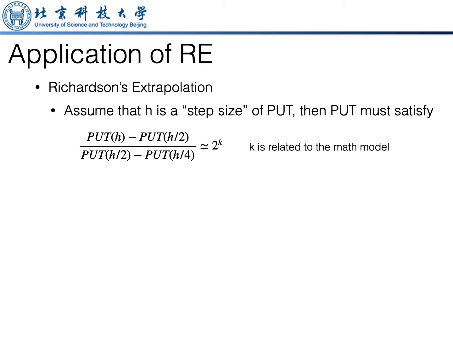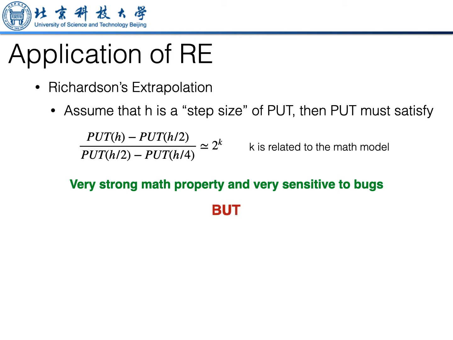Richardson's extrapolation was proposed by the scientific computing community and was used to verify many numerical algorithms. When the program has a step size h, the following equation must hold. The equation is a very strong mathematical property, and it is very sensitive to bugs. It can be viewed as a special metamorphic relation. However, this approach has low applicability.